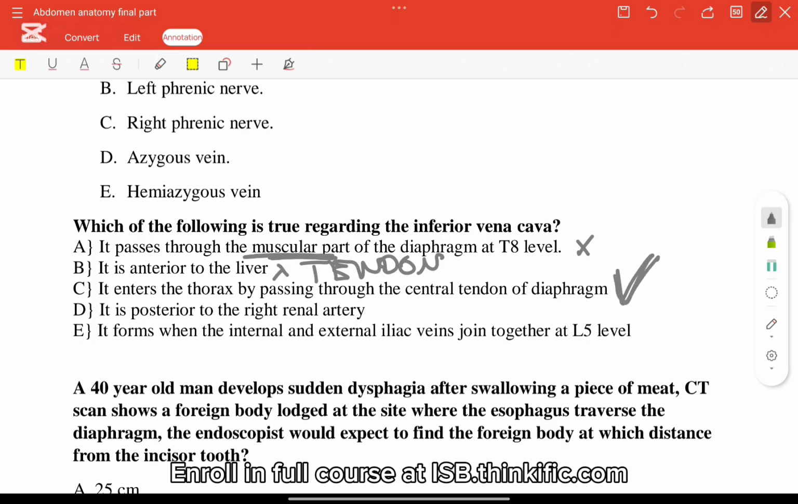Although here in option A, they are very sneaky. They give you the correct level, but wrong part through which it passes. It's posterior to the right renal artery. Not really. It forms when the internal and external iliac veins join at L5. It should be two common iliac veins at L5. So the correct answer is C.